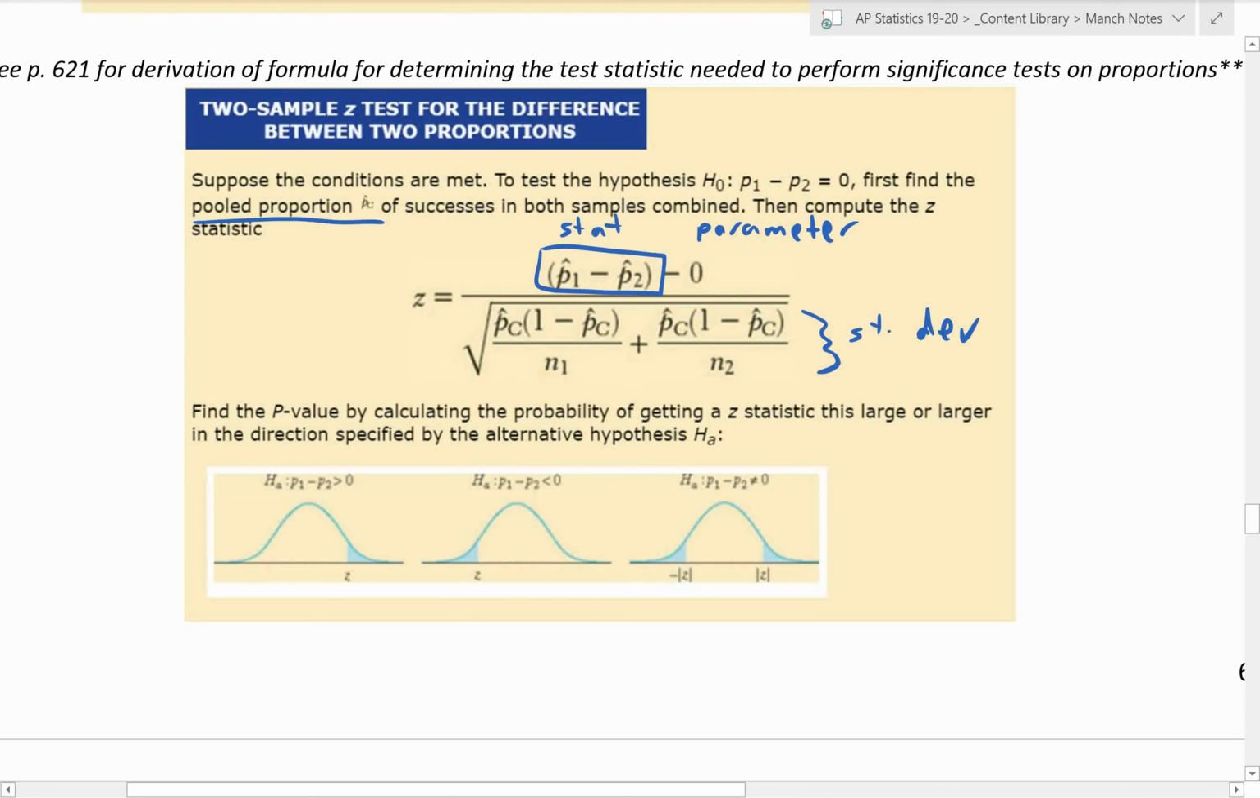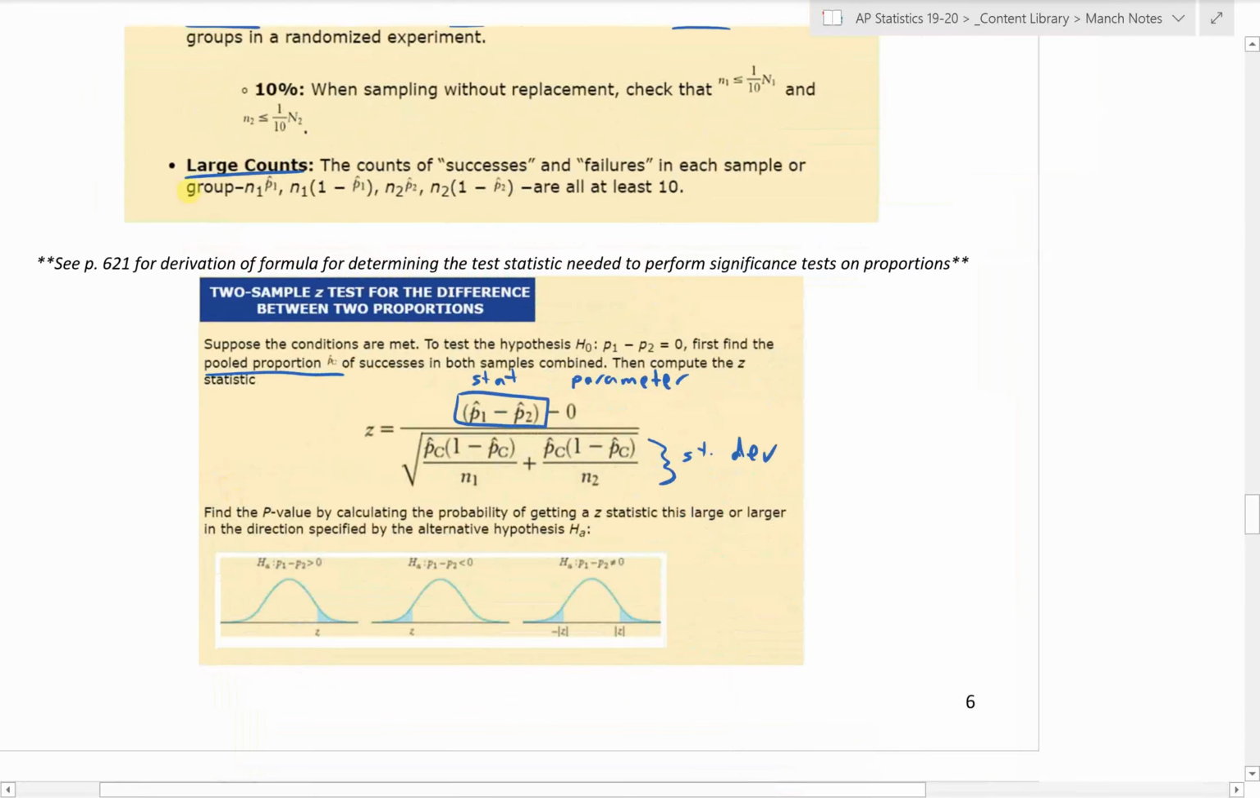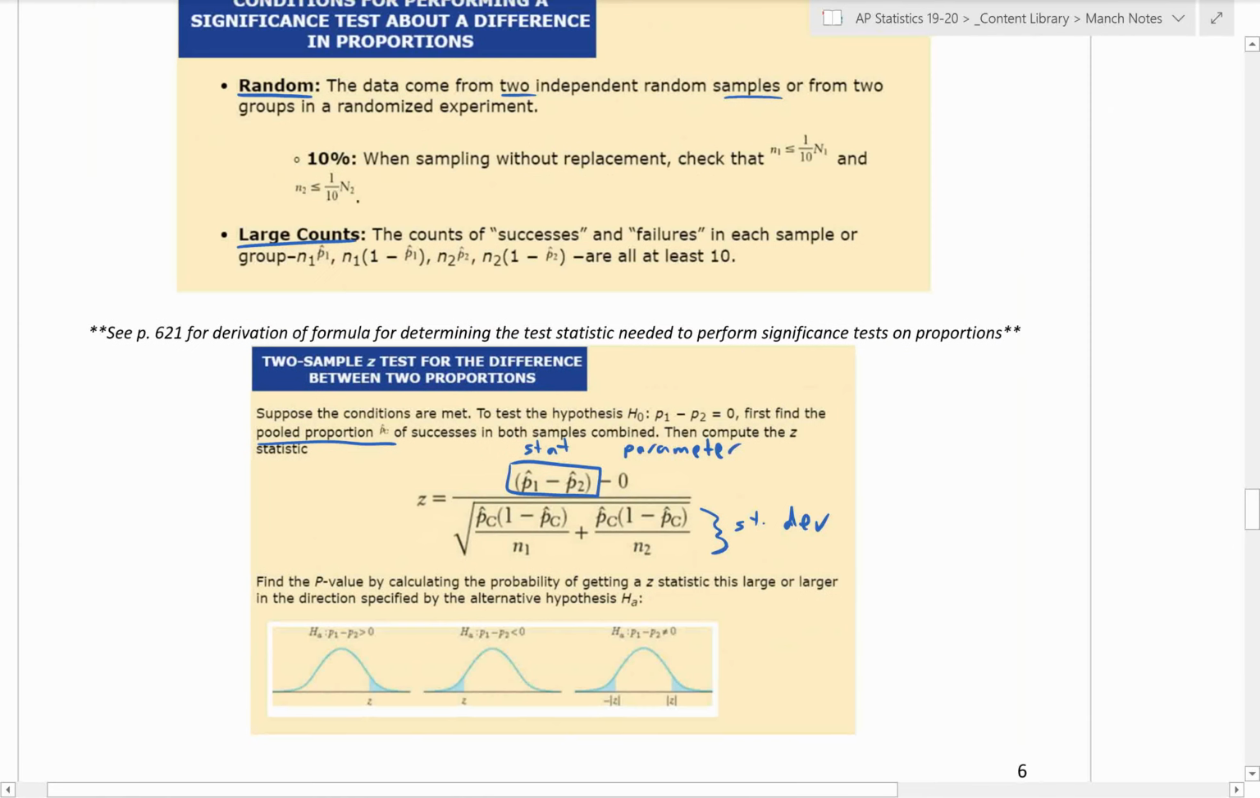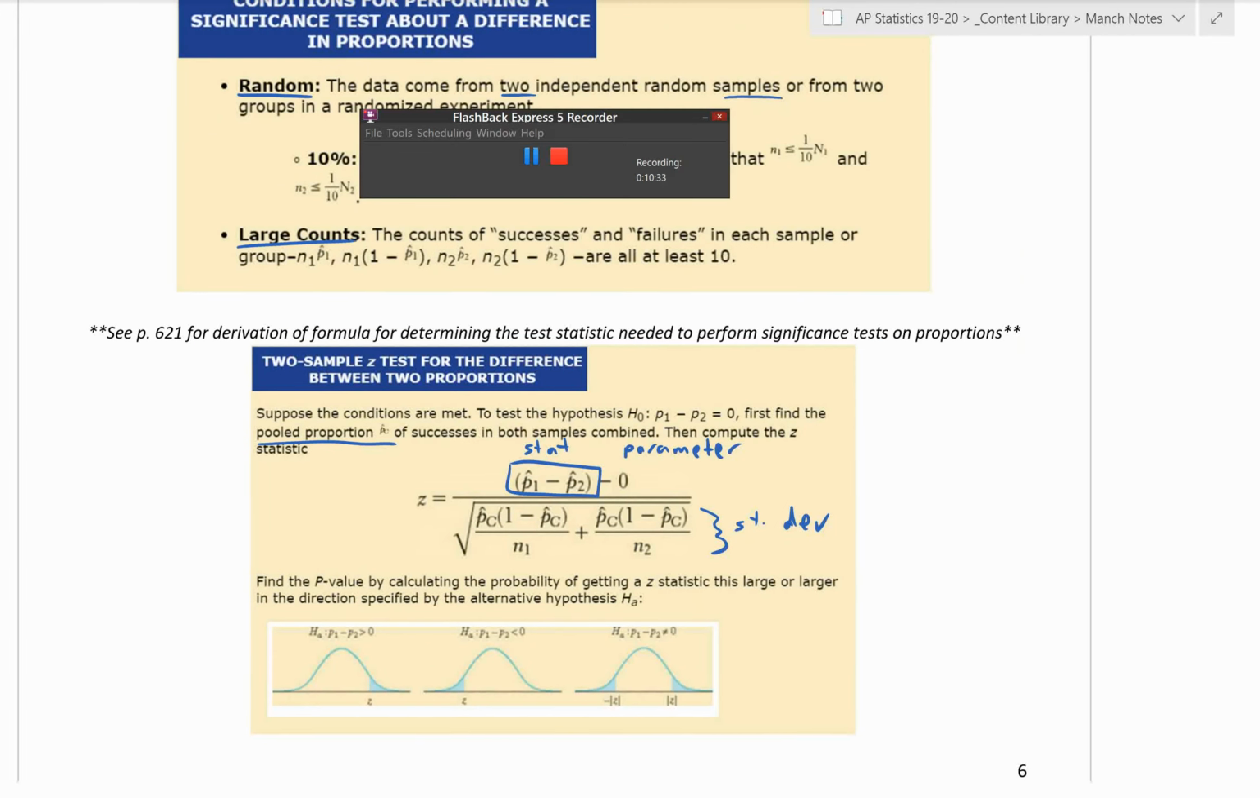Okay. So we'll compute some test statistics and see how that goes. So that's just the basic setup for running a significance test. In the next video, we're going to actually execute a significance test to see if there's a difference in two proportions.